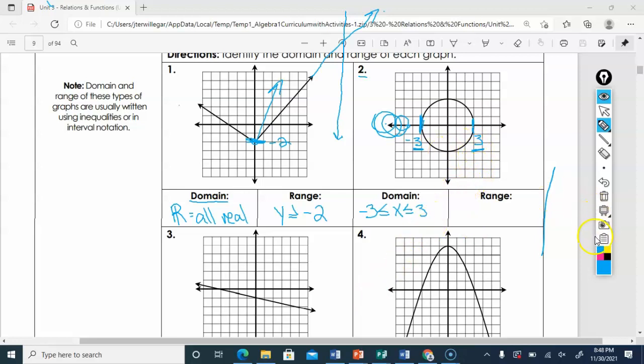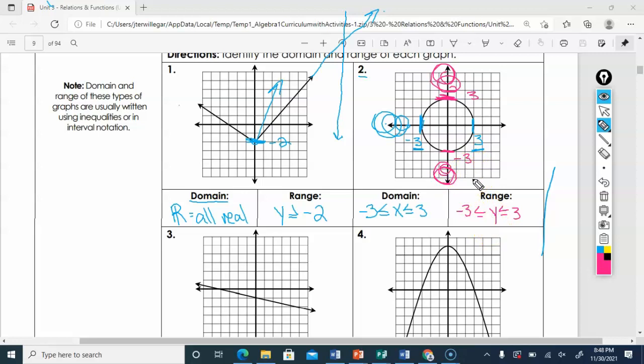Now let's look at my range. So I'm going to start at the top. There's no values up here. Starting here at 3, I do have a value. It goes all the way down to -3, and then there's nothing below it. So my range for y is going to be in between -3 and 3, or equal to. The or equal to is important on these because it can equal those.